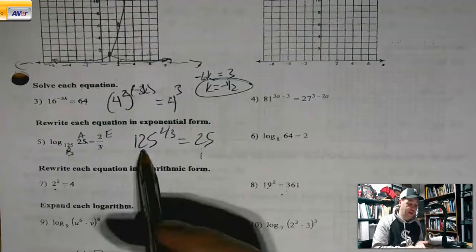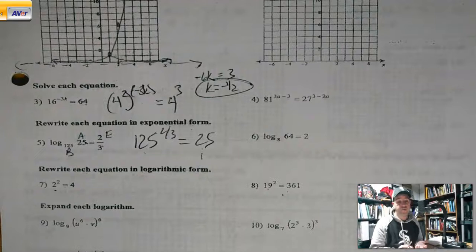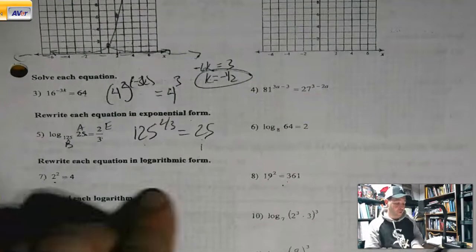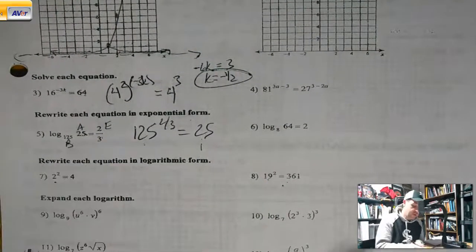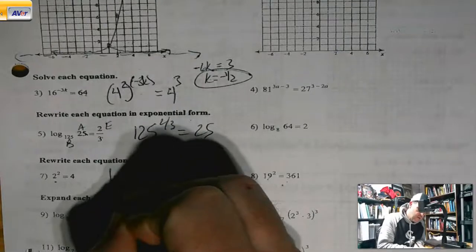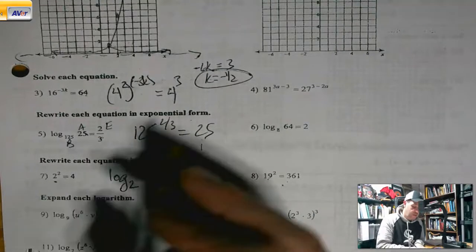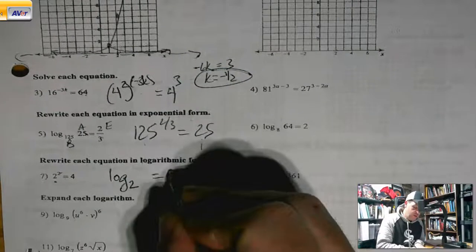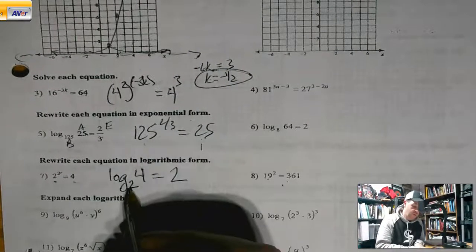Okay, and if I punch this into my calculator, 125 to the 2/3 is 25. So, just something to look at. When we're going to log form, we're trying to turn these back into these. So, log, my base, my big number here is always here. The exponent, always over here. The answer, always right here.